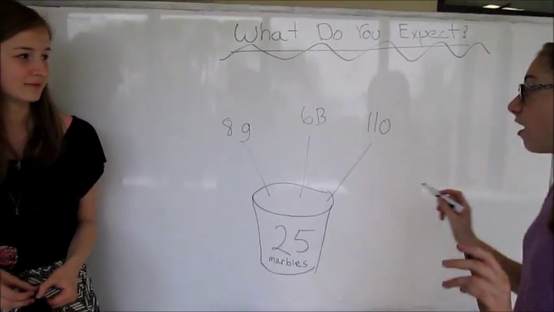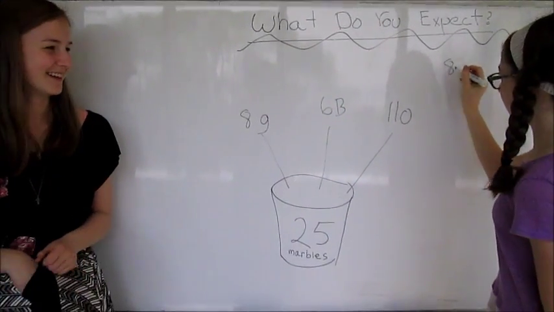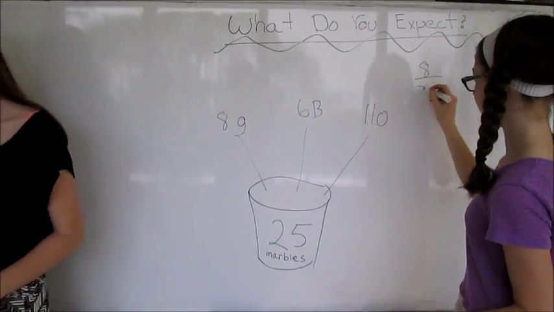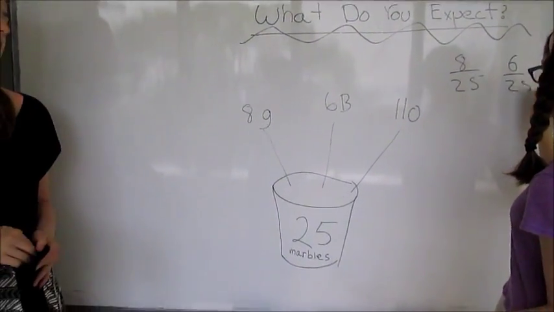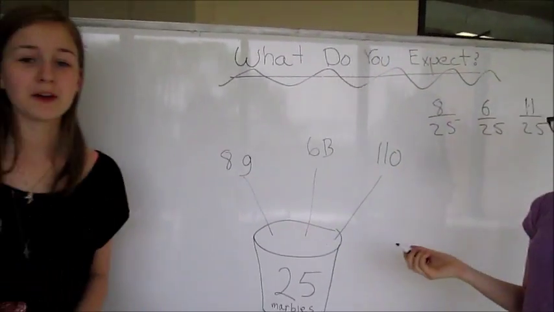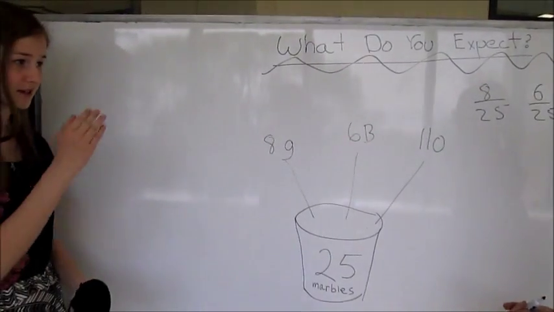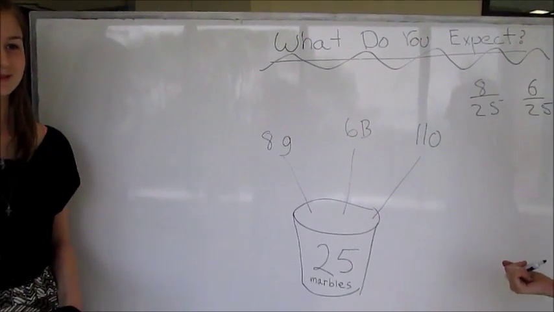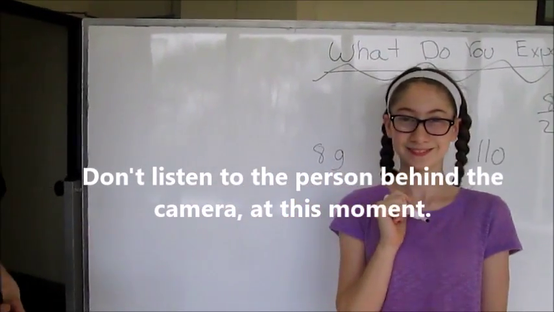So I'm just going to write these all as a ratio, or a fraction. The green is going to be 8 out of 25, and the blue is going to be 6 out of 25, and the orange is going to be 11 out of 25. So we're going to pick 50 times to see how close we get to each number. We're going to put the marbles back in the bag when we reach 25 and then draw again.